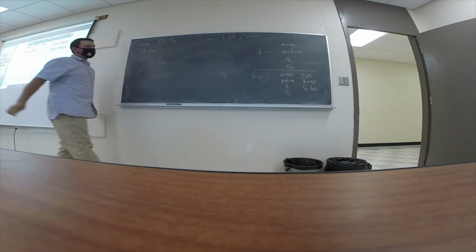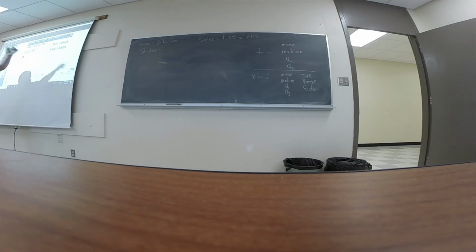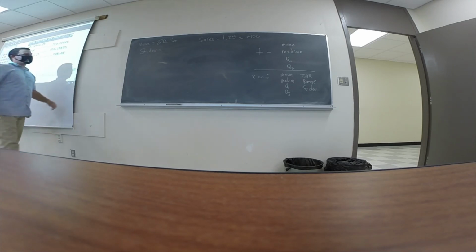Now my standard deviation. My standard deviation is affected by what? The multiplication. Is it affected by the addition? No. That means I don't need to add 100 to it. So all I'm going to do is take the standard deviation, 109.48, multiply it by 1.25, but I'm not going to add the 100 because it's not affected by addition. So my new standard deviation is 136.85.